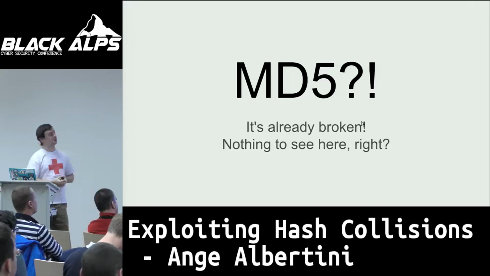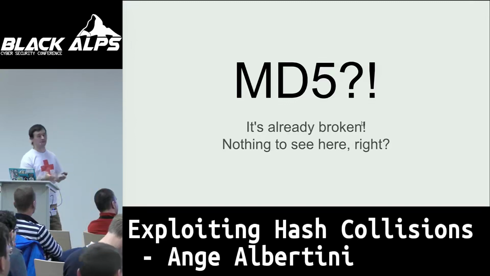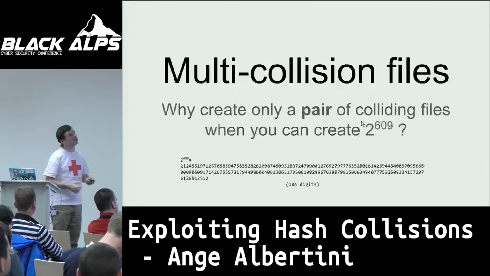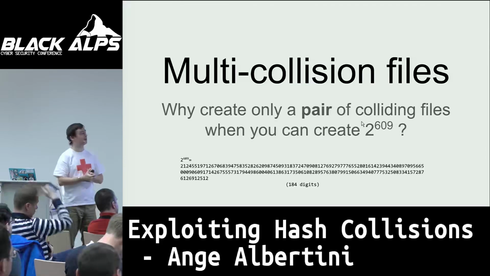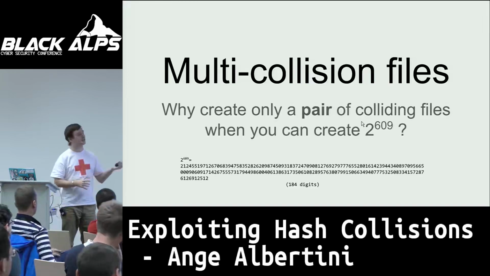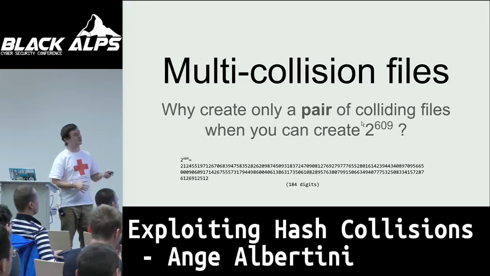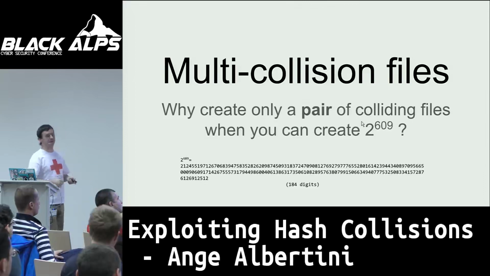MD5, we also did some work on MD5. MD5 is already broken, so nothing to see, right? You could think that, but why create only a pair of colliding files when you can create 609 collisions and have 2 to the power of 609 different files with the same hash?